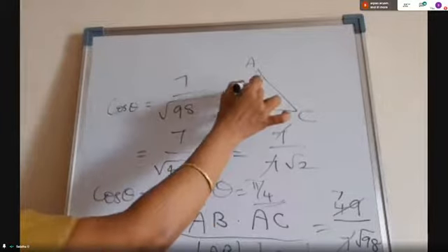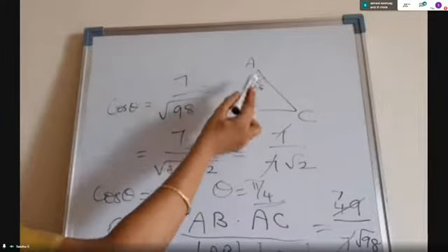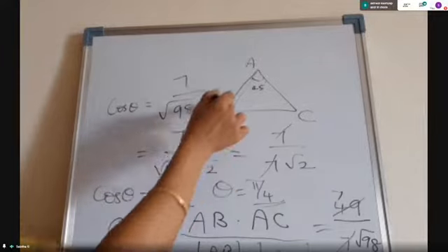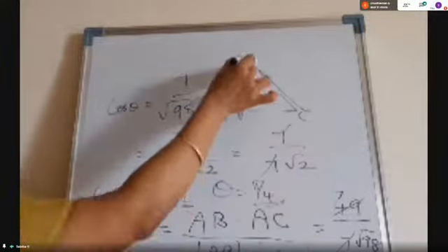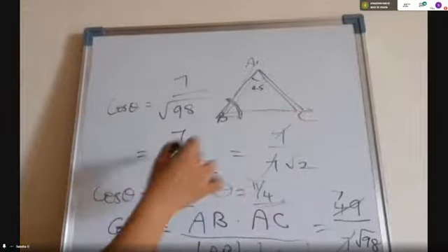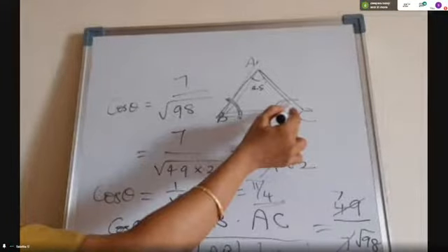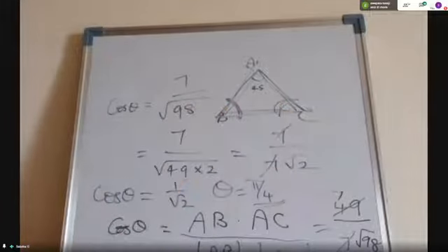So we got angle A as 45 degrees, correct? For finding angle A, we used AB dot AC. How will you find angle B? BA dot BC. How will you find angle C? CA dot CB. Find out the remaining two angles, B and C.